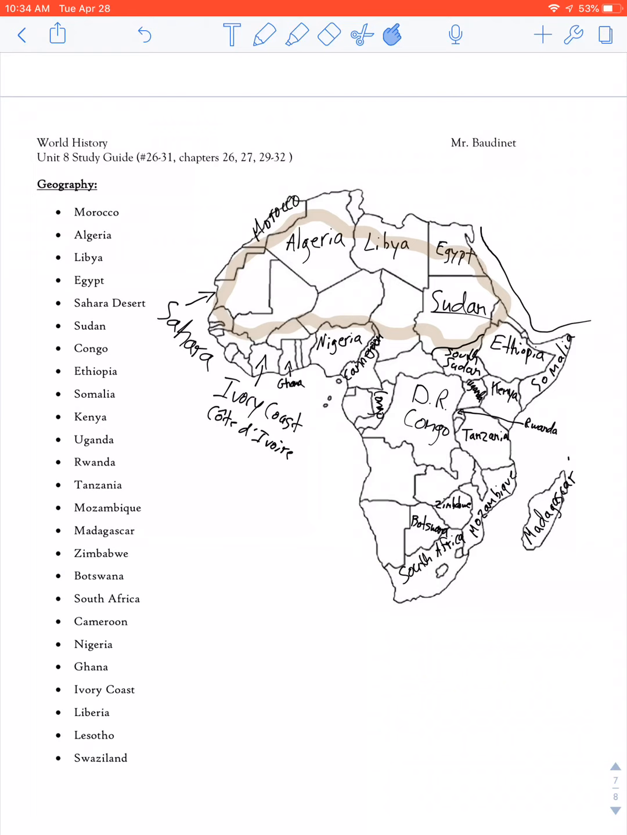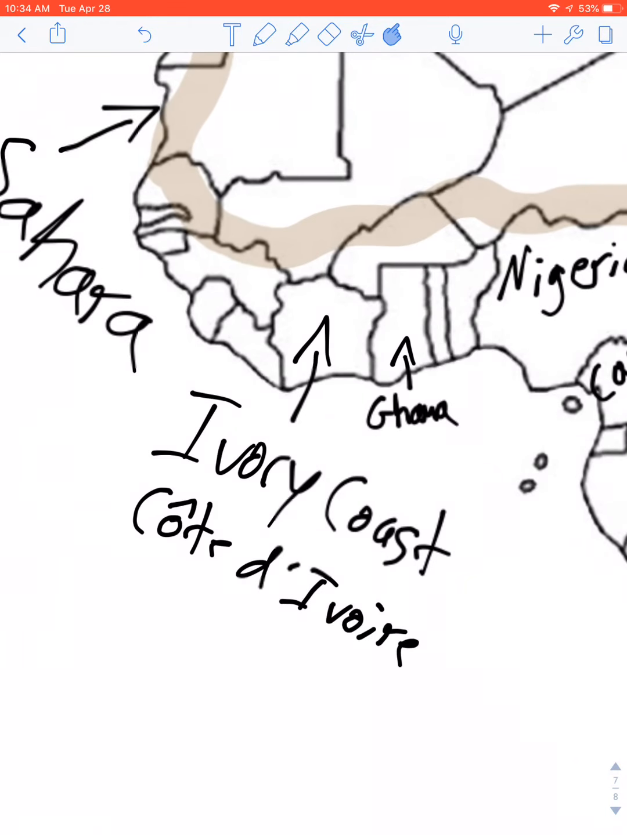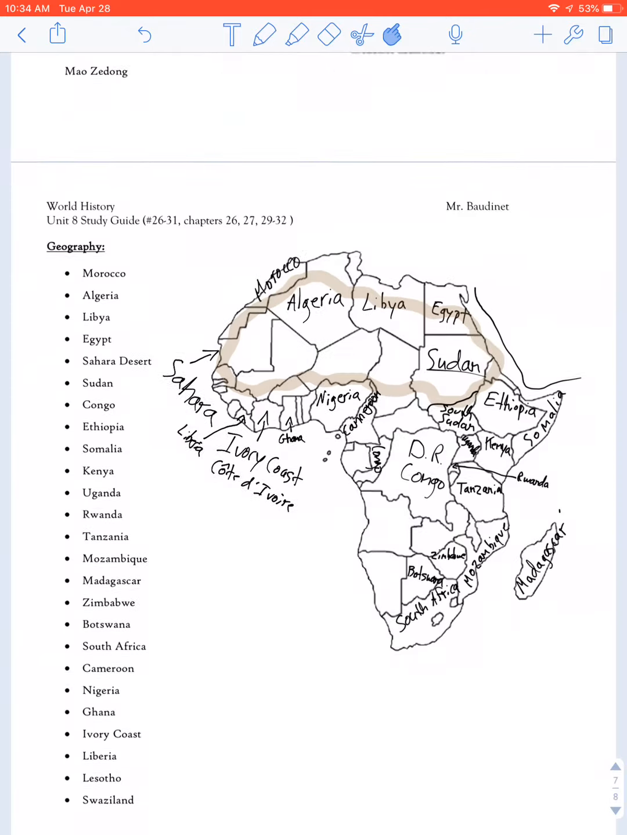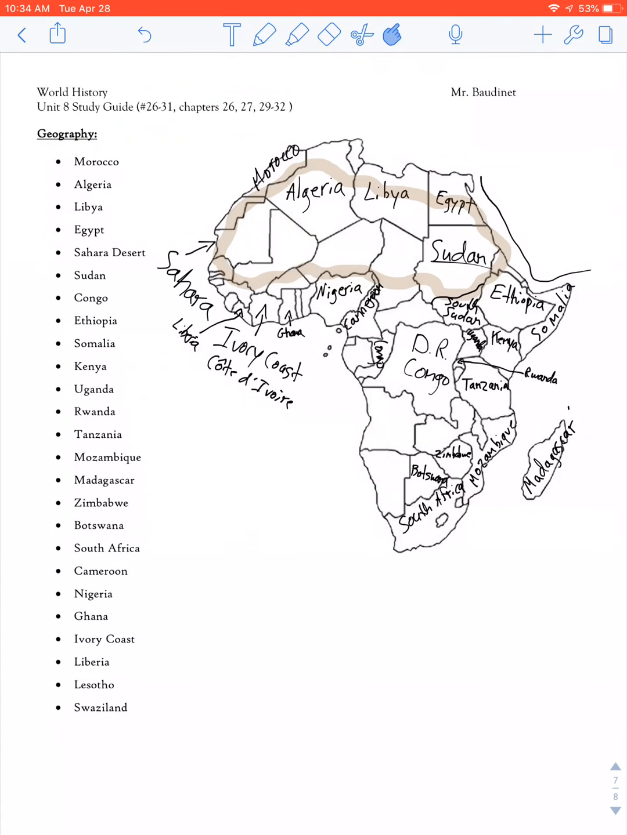Ivory. Then we have Liberia, another smallish country, right? This guy right here. Liberia. There we go. Then we have Lesotho, and we have the last one, Swaziland.